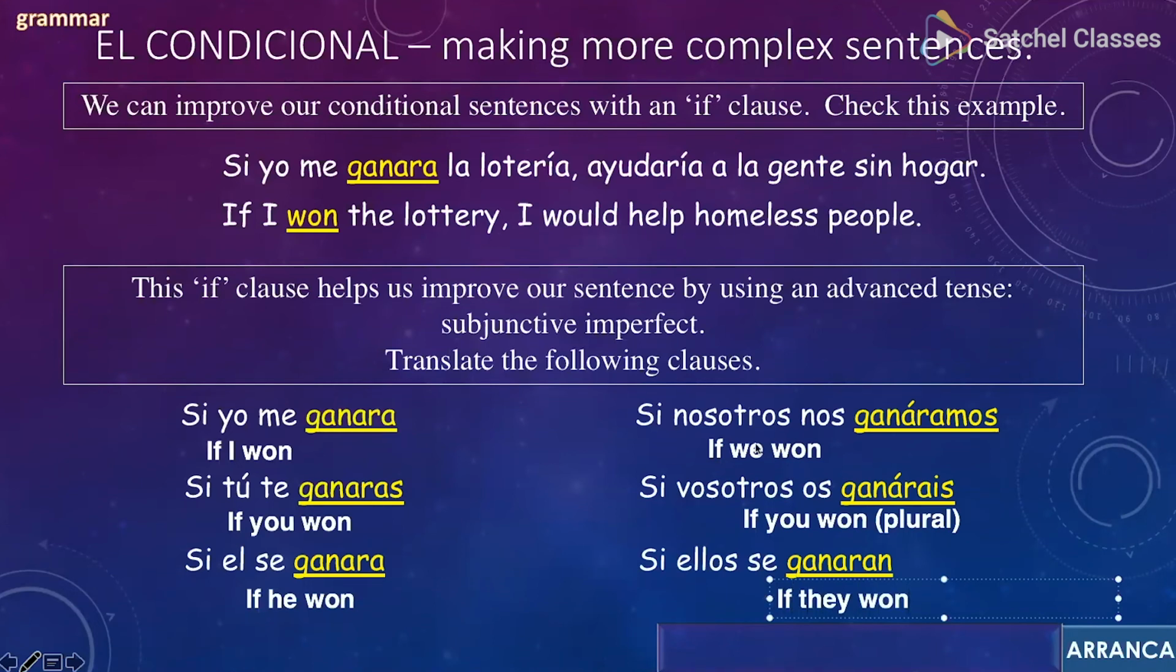So as you can see, it's very straightforward. And all we need to do in Spanish is basically change some endings. And that's our subjunctive imperfect. It's a great tense to use when you're talking about conditional sentences. Feel free to ask your teacher for more information about this, because the subjunctive is a very important mode or form in Spanish.